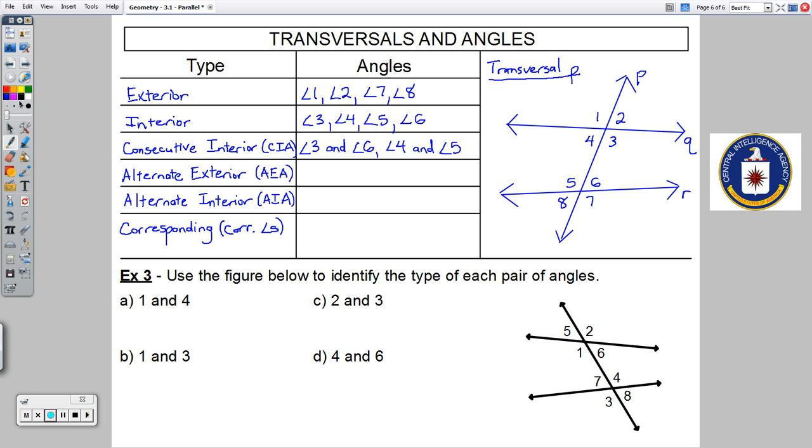So which ones are alternate exterior? Well, it looks like that would be, highlighter out again, on the outside, on the exterior of these lines. So we have 1, and then alternate to that would be on the outside of R, but on the opposite side of the transversal. So 1 and 7 would be alternate exterior, as would 2 and 8. That would be another valid alternate exterior pair. So let's write those ones down. We've got 1 and 7.